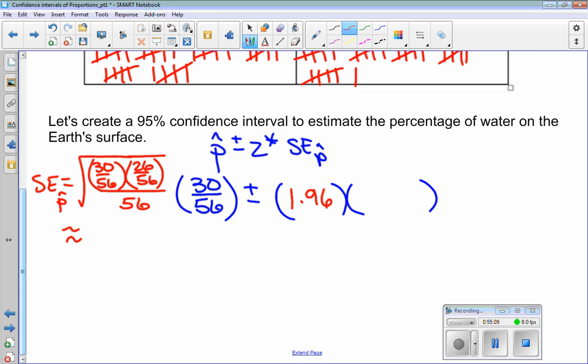So about 0.066. Okay. I would really think that 0.067. That's okay. So 0.067 is fine.